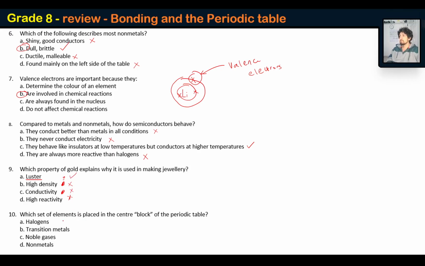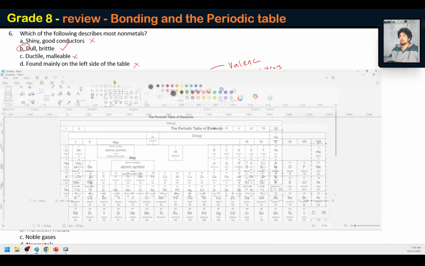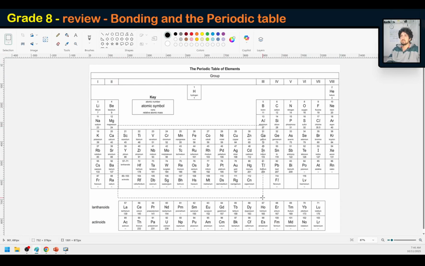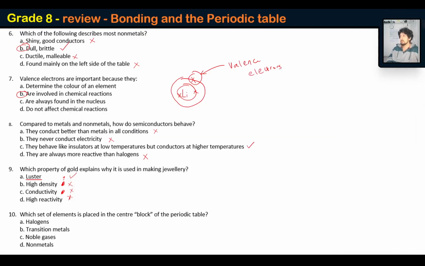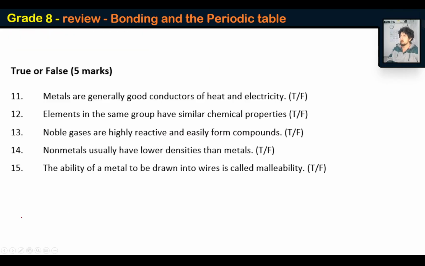Okay? Which set of elements is placed in the center block of the periodic table? So remember, the center block is this guy here. Let me just show you. This is the periodic table. This is the center block. So what are we talking about with the center block? We are talking about transition metals, of course. So those are transition metals. So here we go. Transition metals. Let's move on. True or false.